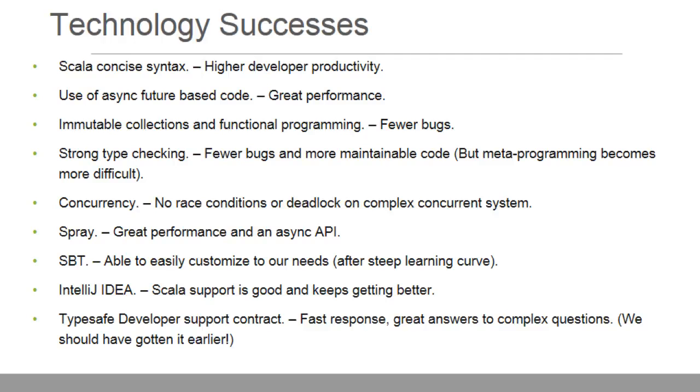Everything we do is async. A lot of what we do is really future-based. We've got a lot of independent parallel requests, and we run those through future chains. We make heavy use of immutable collections and functional programming. It's both cleaner code, and also the immutable stuff works great in highly concurrent code. Obviously, the addition of strong type checking has been a boost over Ruby code, where you didn't have that strong compile time type checking.